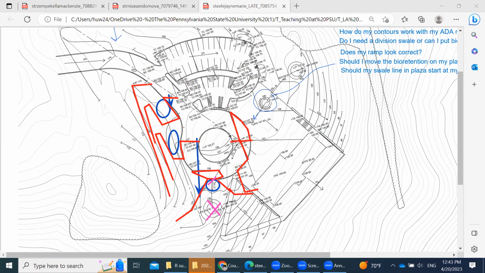This is the nine. Nine needs to be down here. So that's where I connect. So some adjustment in this area. Yeah. So that you have a divergent swale going like this. Okay. Yeah.